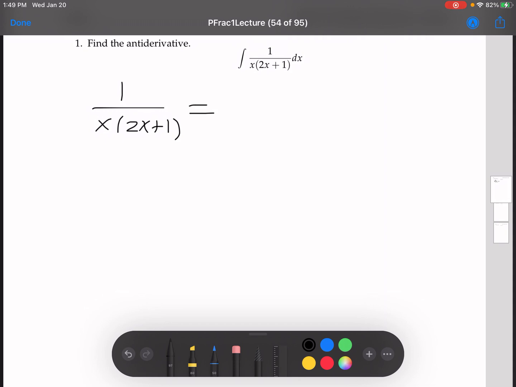All right, so the thing to notice is that the denominator has two factors. The denominator has that factor x, and it has this factor 2x plus 1. And so that tells us we want to write this thing as A, this is a number we're going to solve for, A over x plus B, another number we're going to solve for, over 2x plus 1.